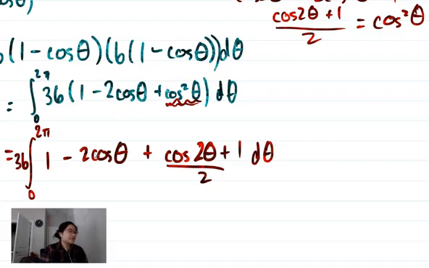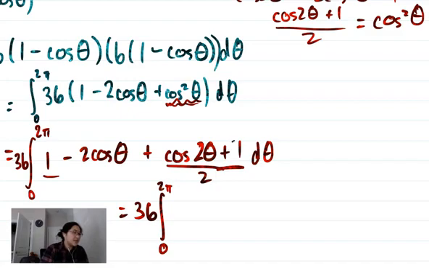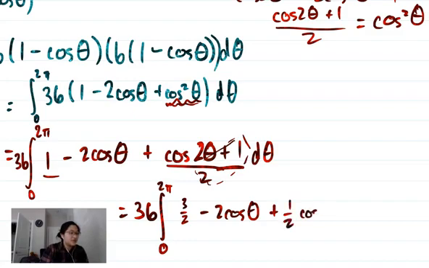with respect to theta. So then we end up with 36 times our integrand from 0 to 2 pi. We got this 1 and this 1/2 that we're going to combine to 3/2 just to make the algebra a little cleaner, minus 2 cosine theta plus 1/2 cosine 2 theta d theta.